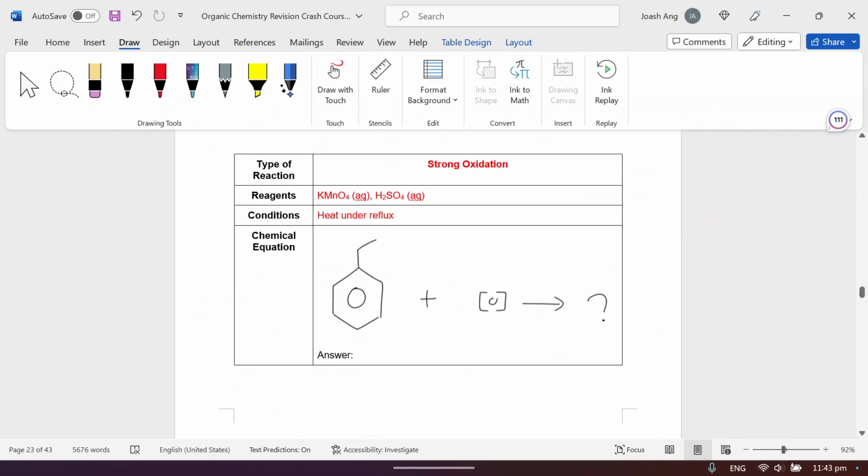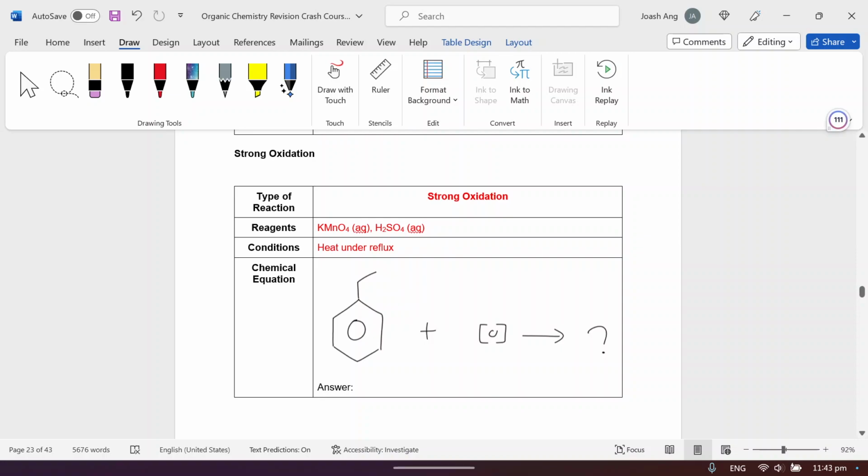Alright, now we go to strong oxidation. For strong oxidation, we'll use a common oxidizing agent that we saw before, which is potassium manganate(VII). We will use an acidic medium to prevent the production of MnO2 precipitate, and we use heat under reflux also.